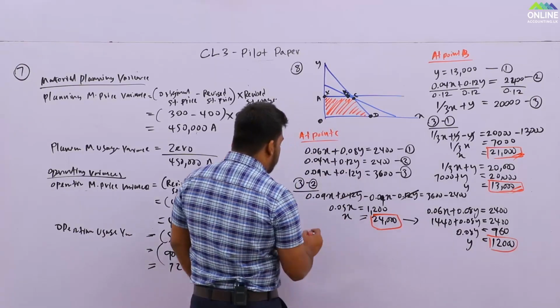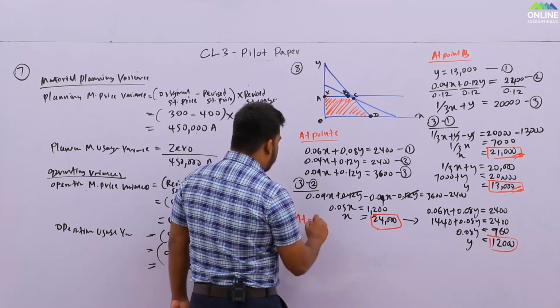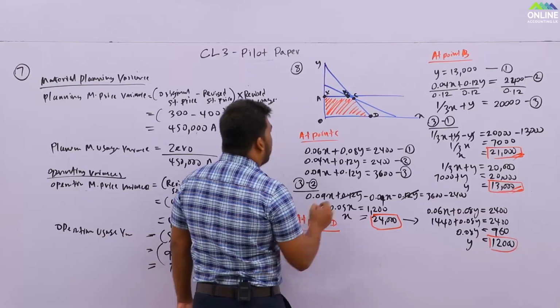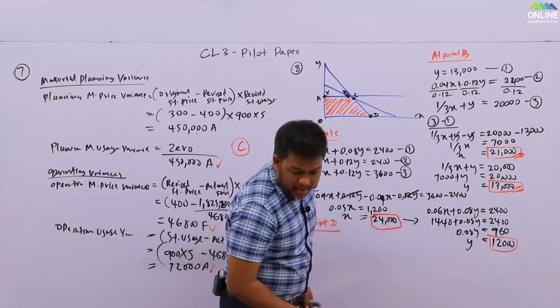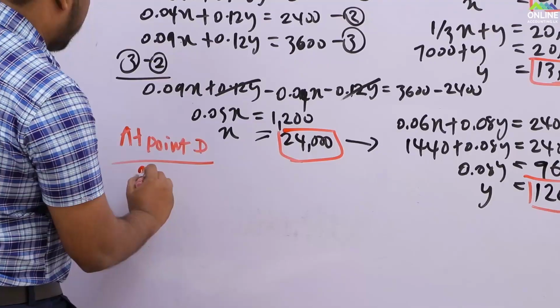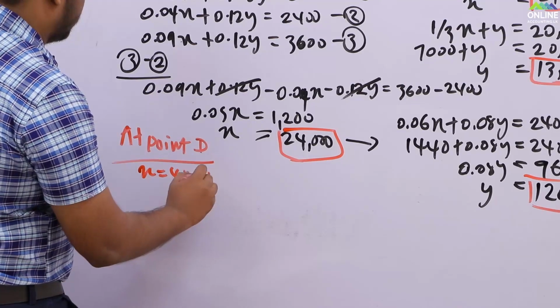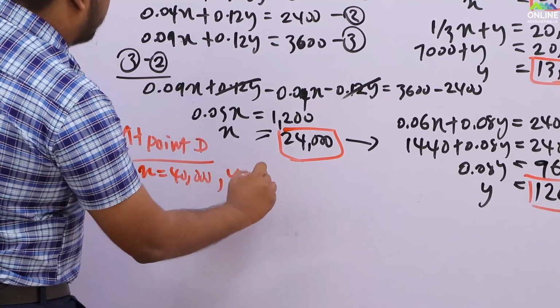And at point D, you don't need to calculate, because this value is given: x equals 40,000 and y equals 0.